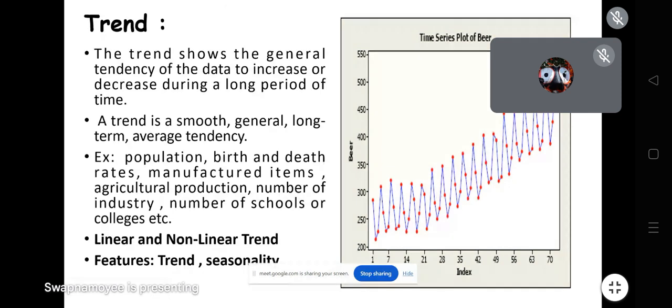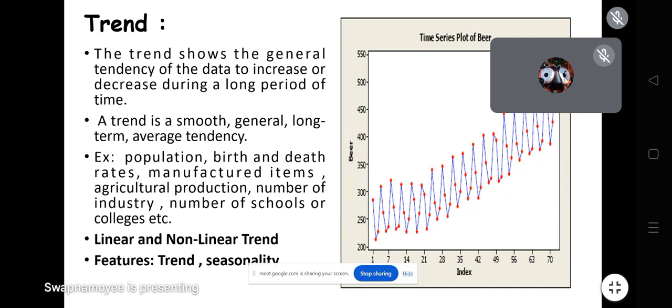So this is something which has to be removed, because if you forecast with seasonality and trend, the forecast will not be correct. If you use something which is fluctuating to forecast the future, your forecast will not come out clear. So these are the elements we have to remove before we can use the time series data for further forecasting.